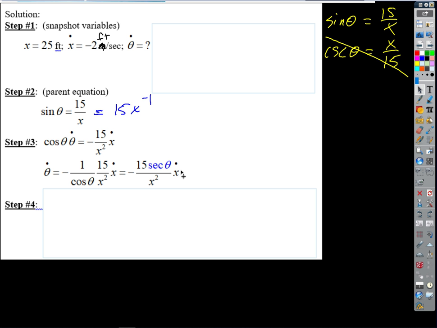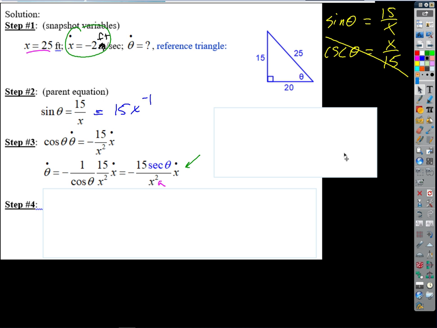Okay, well, when we plug and chug, we're pretty good. We've got our x that we can plug in there. We've got our x dot that we can plug in there. But what about this? What about the secant theta? We solve the triangle. Yeah, we can do that, right?